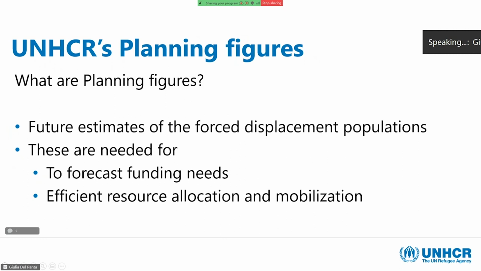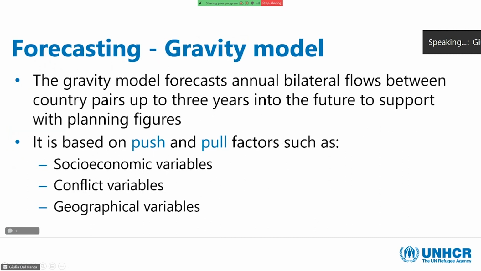And one of the things data science can help with in that case is by building this gravity model that depends on a trade model, which forecasts annual bilateral flows between country pairs up to 3 years into the future. And this is based on push and pull factors, such as socioeconomic variables, conflict variables such as deaths, geographical variables such as location of the country and how many other countries it borders with, etc. So the idea is that there are push factors that push people out of a country and pull them into another country.